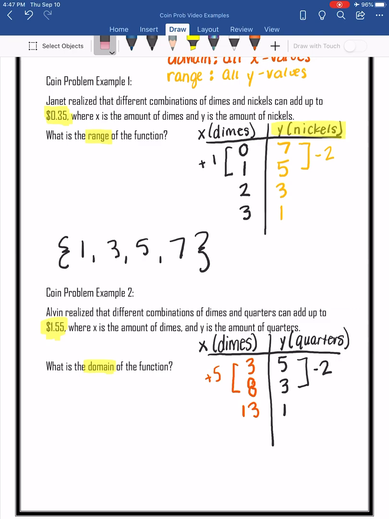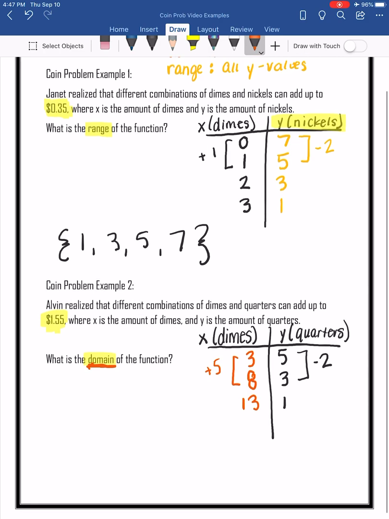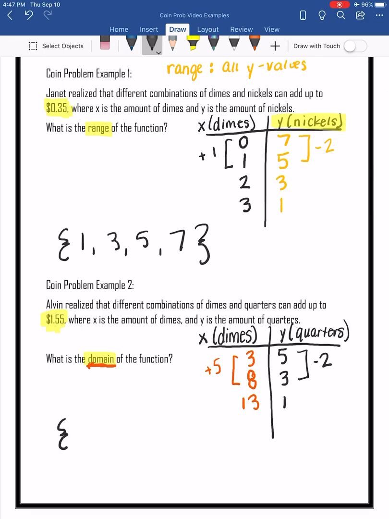Okay, so now let's go back to the original question. What is the domain of the function? Remember from the notes we took at the beginning of the video, domain is the x values. So we're looking at the dimes. Let's write our dimes as our final answer in notation form. We're going to start just by writing them in order from least to greatest. So 3, 8, and 13. Make sure to list out all the numbers in the domain and range in your final answer.